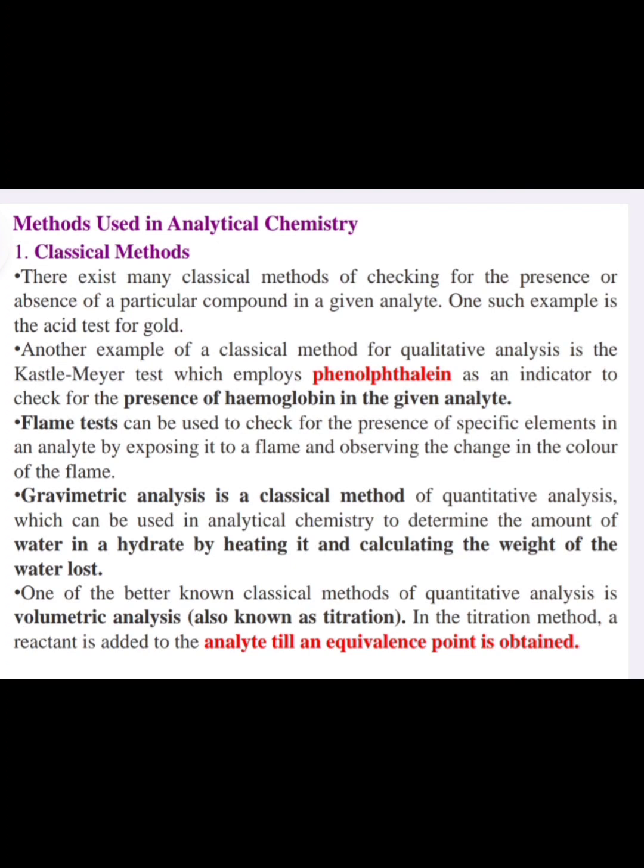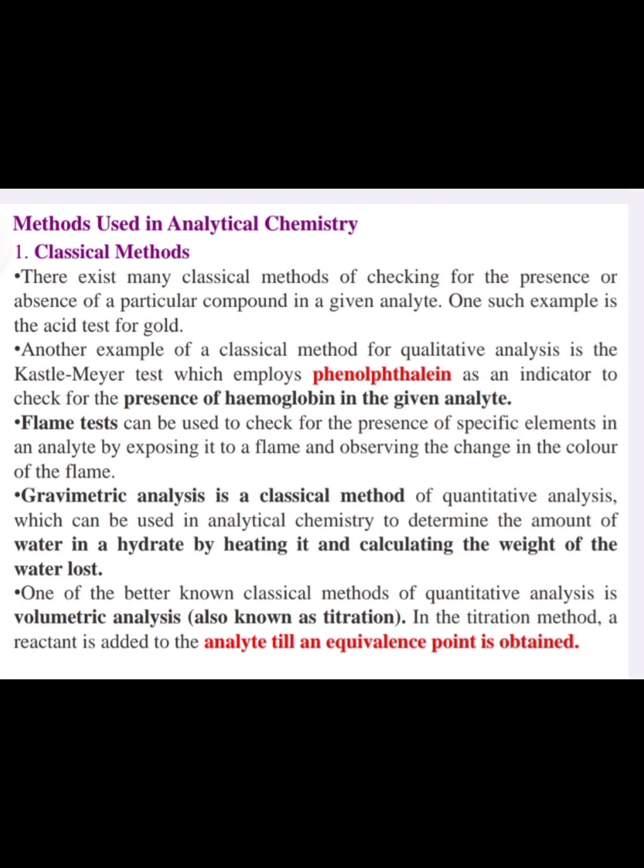Next is gravimetric analysis, a classical method of quantitative analysis which can be used in analytical chemistry to determine the amount of water in a hydrate by heating it and calculating the weight of the water lost. And one of the better known classical methods of quantitative analysis is volumetric analysis.